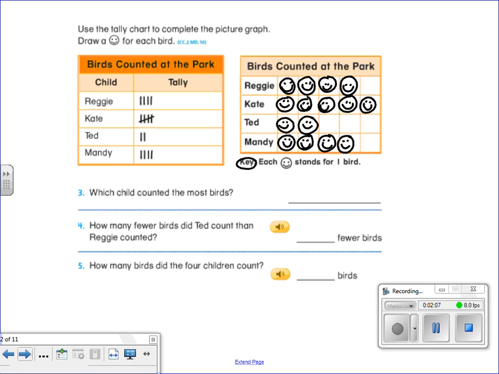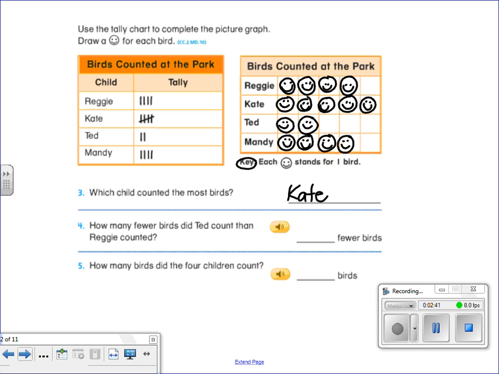Notice about the tally chart and the picture graph, they have the same titles, so we know exactly what we're looking at. Notice that the children's names are in the same order as well. Just makes it easier to transfer the information from one to the other. Which child counted the most birds? Kate. Okay, we see she has the most smiley faces here in the picture graph. We see that she has the highest number of tally marks in the tally chart.